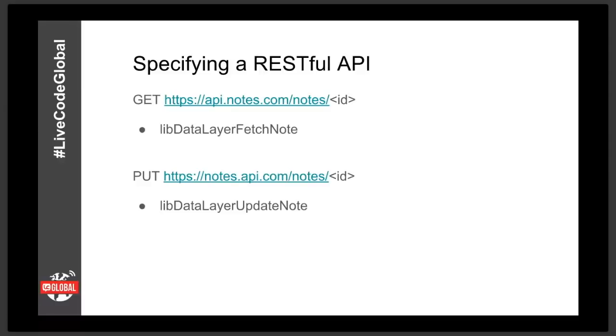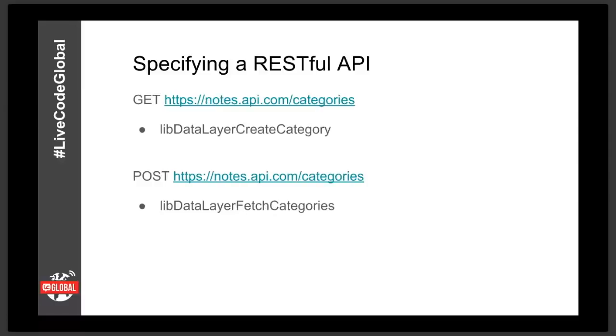And then the final part of our data layer was categories, and that's exactly the same. We have our categories path, and a GET request to /categories gets the categories, and a POST to /categories, where this time we're posting data into that, will create a brand new category. So that maps to the data layer fetch category and data layer create category.